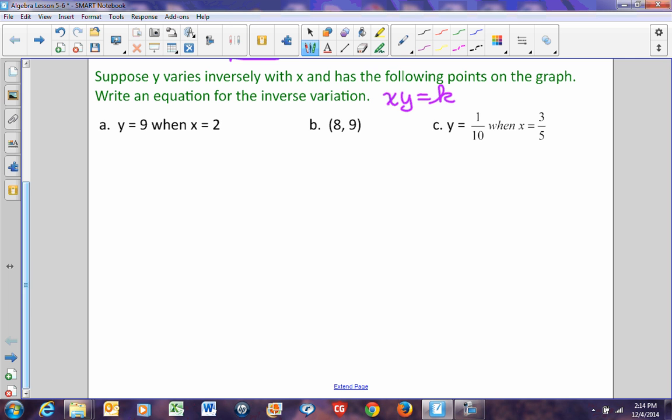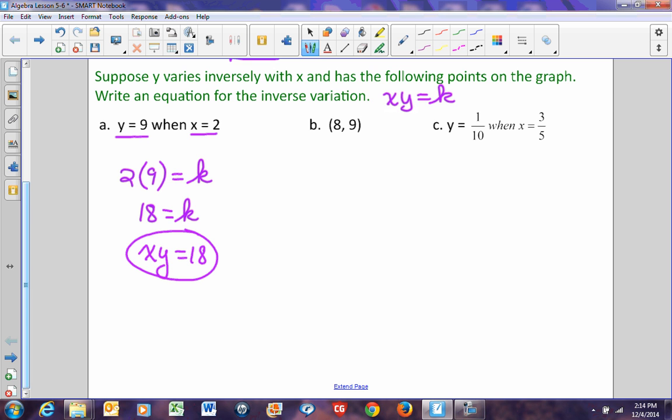So the first thing we need to do is find the constant of variation. We already know what x and y are because it told us right here: x is 2 and y is 9. So I can replace x with 2 and y with 9, and that's going to equal my constant of variation. 9 times 2 is 18. So my constant of variation is 18, and my equation of variation would be xy equals 18. There's my equation for inverse variation.